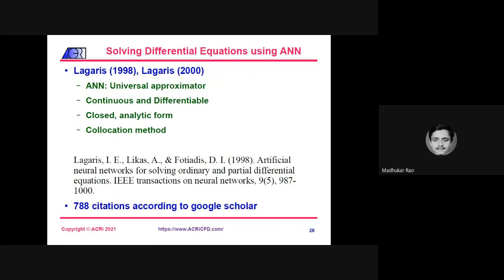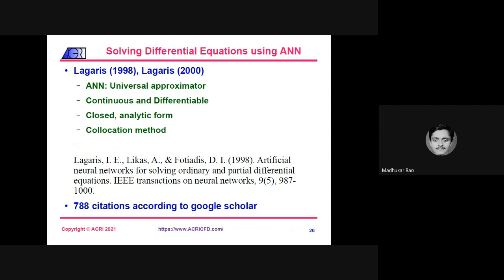Okay. Now, at least to my knowledge, Lagaris's work was one of the primary works in solving differential equations using an artificial neural network. And he used the property that it's a universal approximator, continuous, differentiable, and it's a closed analytic form, which you don't get when you do CFD using finite difference or finite volume. You get a ton of numbers out of it, but you never get a closed analytic form. A neural network is a closed analytic form.